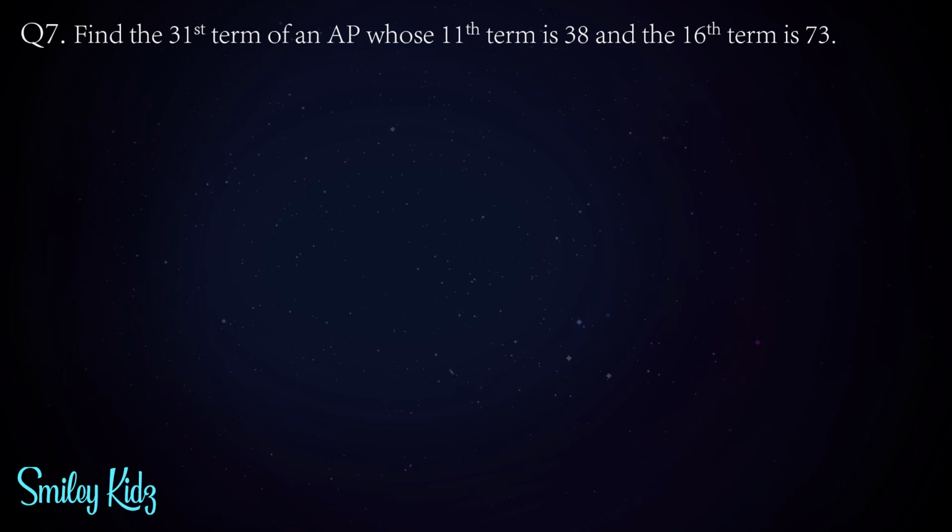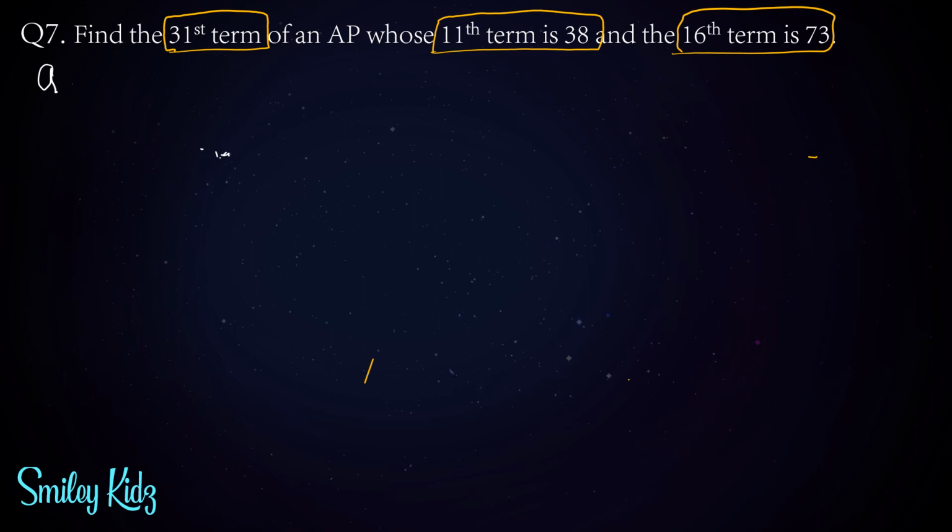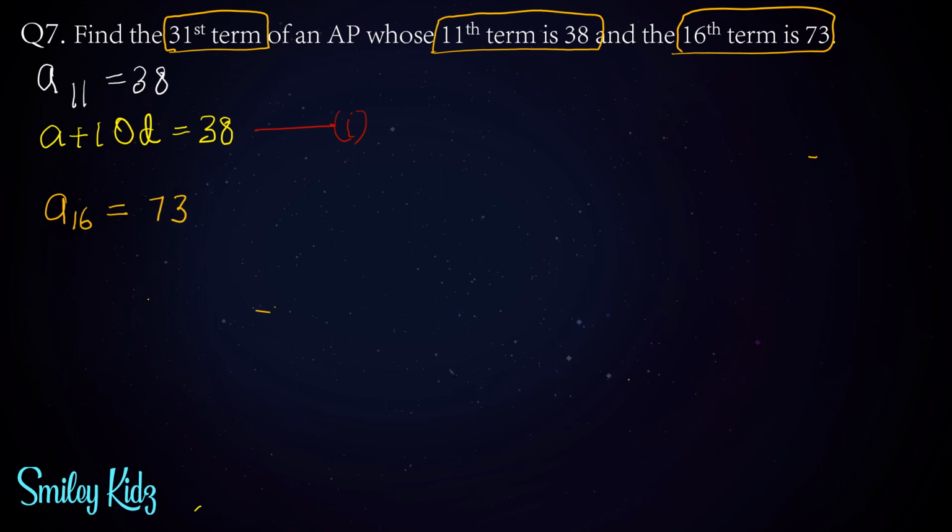Moving on, we have: find the 31st term of the AP whose 11th term is 38 and 16th term is 73. Now, in this, we know A11 is equal to 38. Basically, it is A plus 10D is equal to 38. I'm assuming this as my equation number 1. Then I have A16 is equal to 73, because my 16th term is 73. That means A plus 15D is equal to 73. And this is my equation number 2.